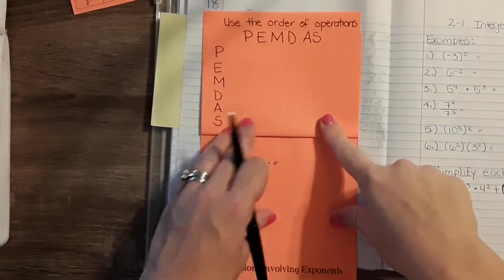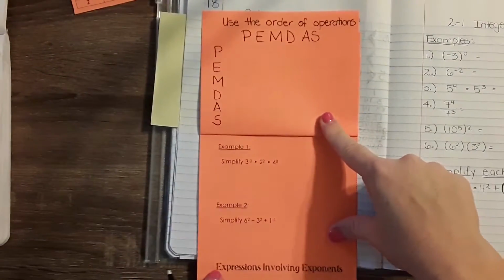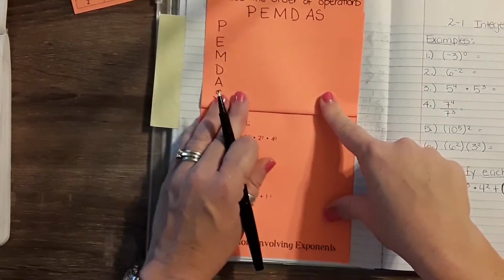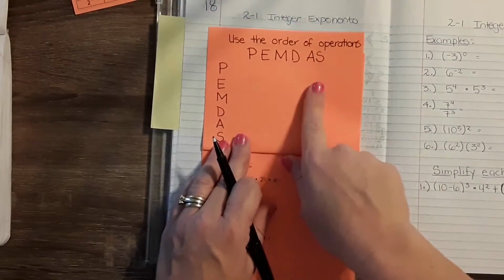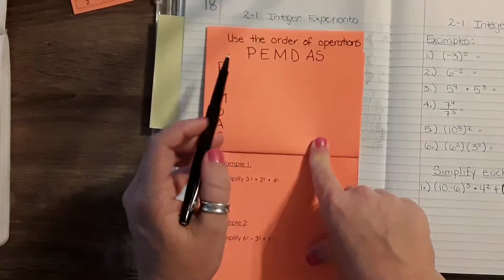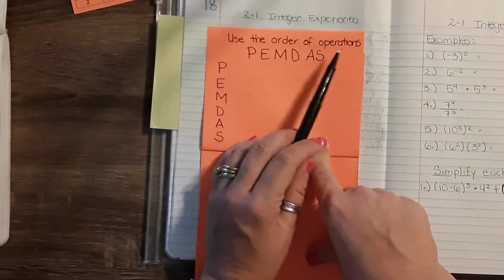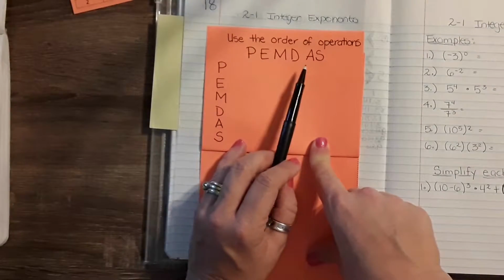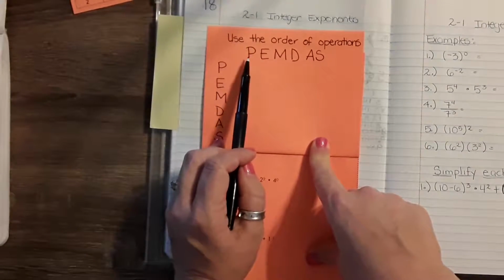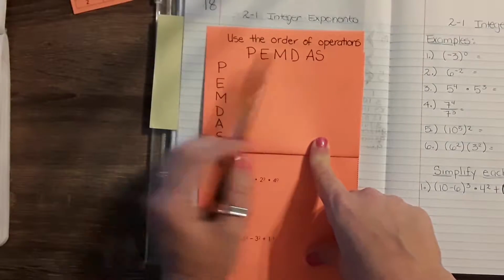All right, our last part of the foldable is expressions involving exponents. I've written a little thing up here because in order for us to complete the expressions, I want you to use the order of operations. We call it PEMDAS, or some of you might know it as please excuse my dear Aunt Sally.